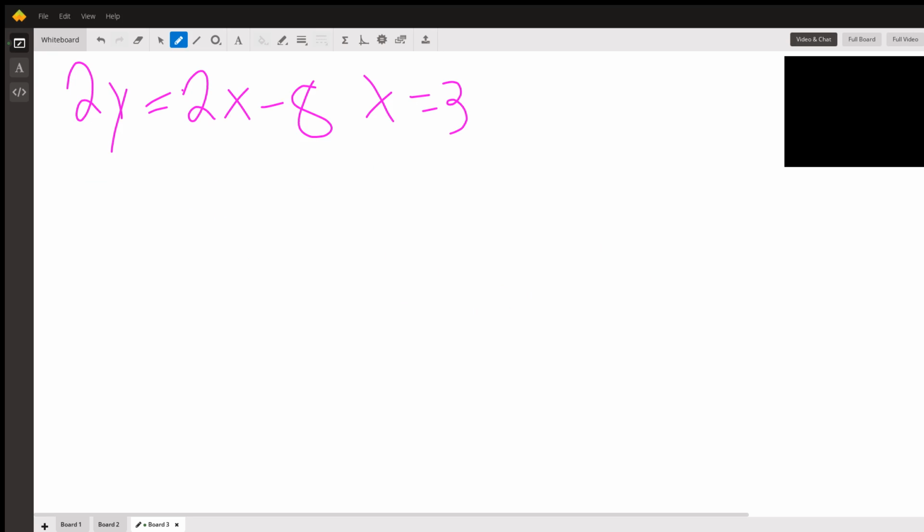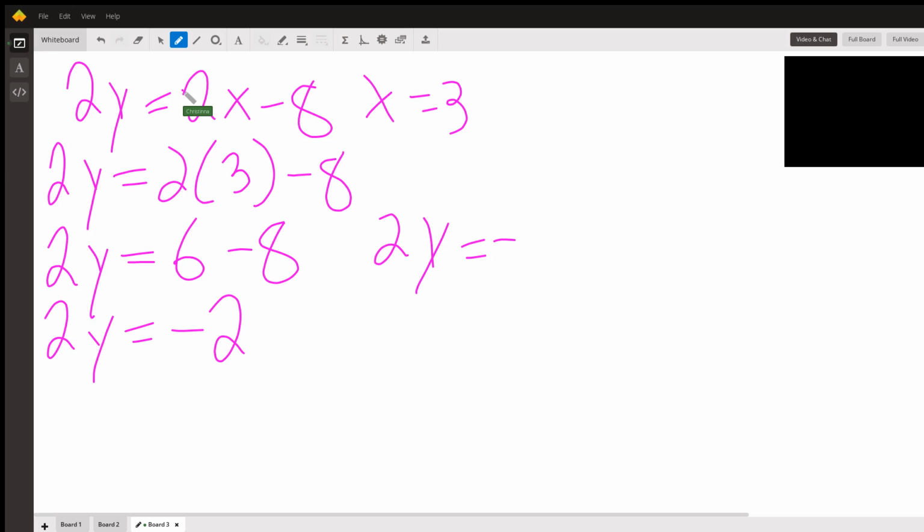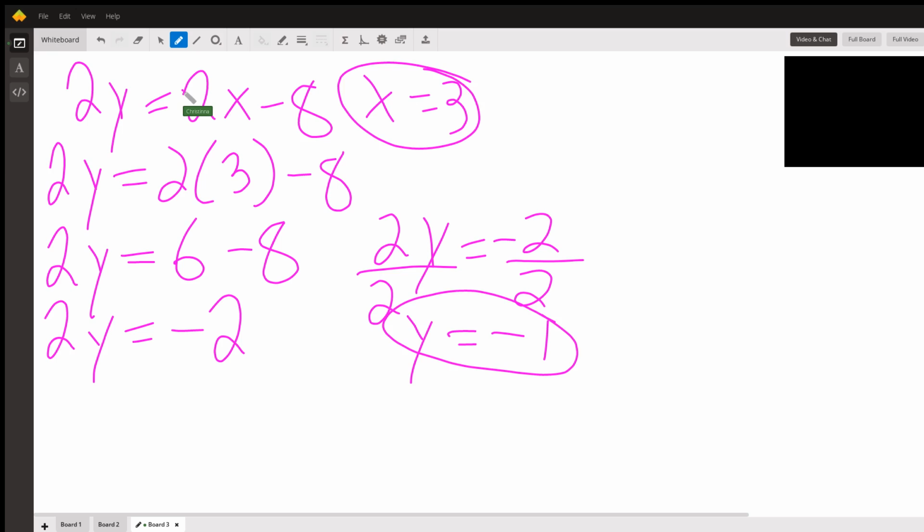So that means I'm going to plug this in for the x. So 2y equals 2 times 3 minus 8. That means we have 2y equals 6 minus 8. 6 minus 8 is negative 2. So 2y equals negative 2. Divide both sides by 2, because the 2 is by the y, and y is negative 1. So our final answer is x is 3, y is negative 1.